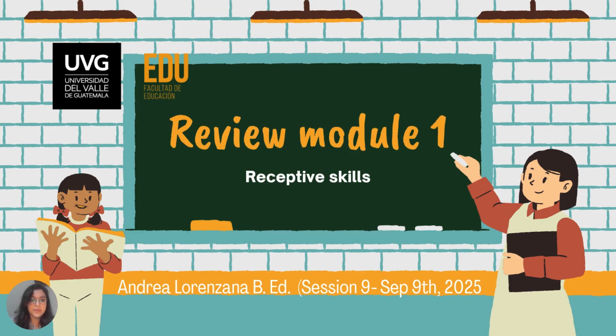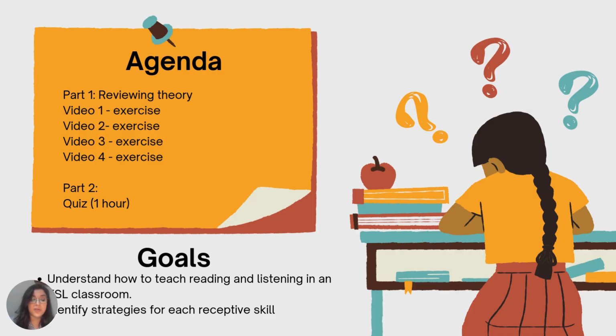It's pretty much the same thing, but I need you to know that after the review of module one for receptive skills, you will have a quiz. So let's begin. The first thing that I'm going to show you is the agenda for today. First, we're going to have part one. We're going to review some theory. We have four different videos of me explaining the session for you.